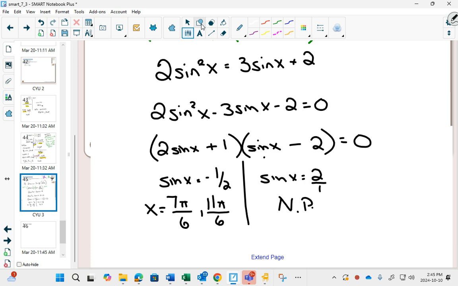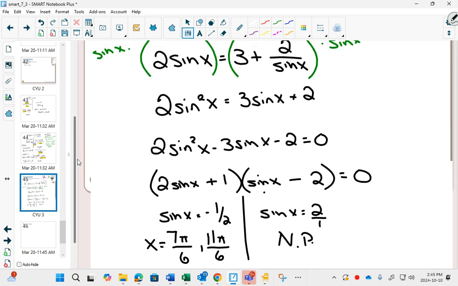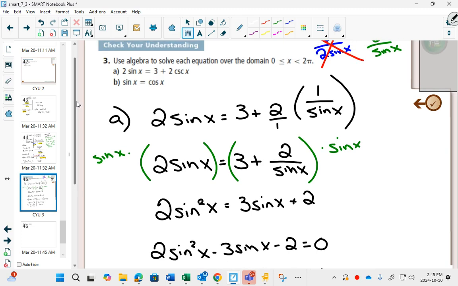Now that I've solved between 0 and 2 pi, I should go back and check, oh my goodness, what did they want? Yes! The domain is 0 to 2 pi. I don't have to make new numbers. Yay.